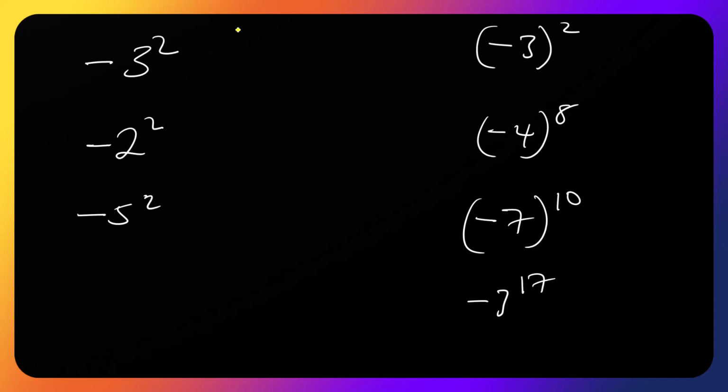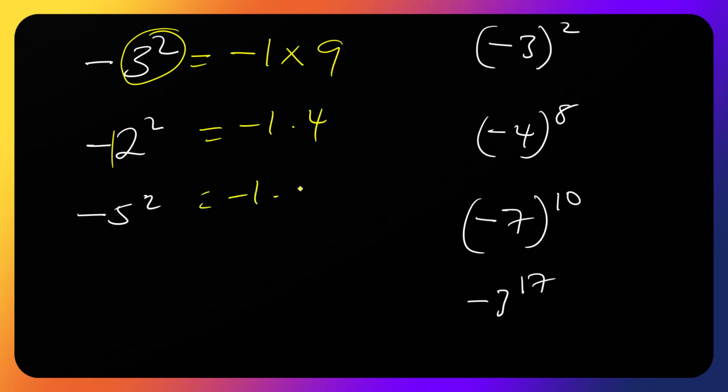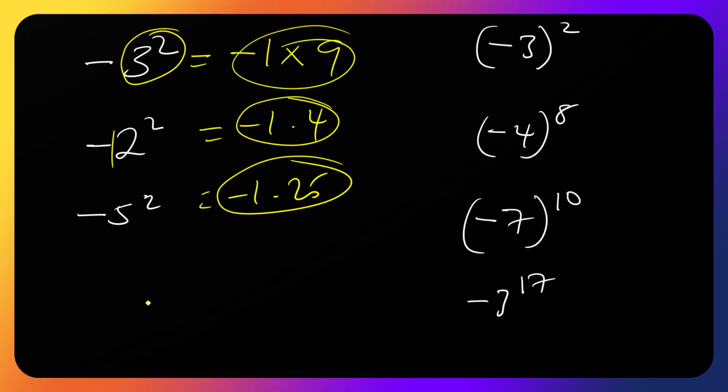Okay, so let's look at the situation whereby there is no bracket. Now we've already explained that if there is no bracket, we can bring minus 1 out, so minus 1 times 3 squared, which is 9. We have minus 1 out, 2 squared is 4, so minus 1 times 4. You have minus 1 times 25, that will be minus 25, minus 4, minus 9.